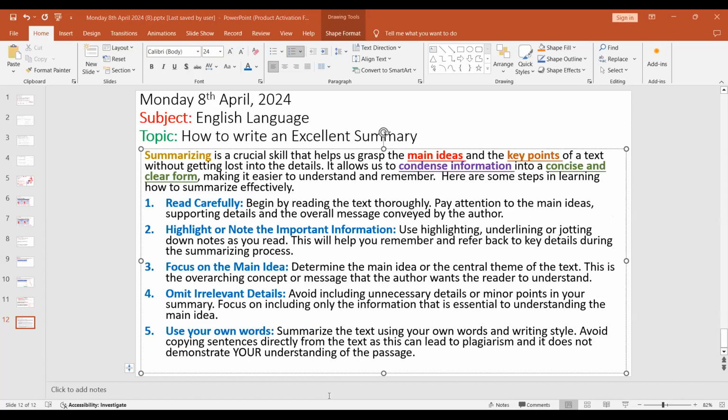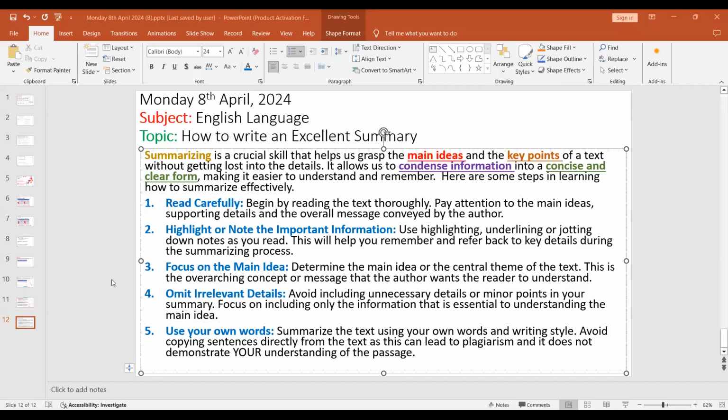Where is Dion? Dion, are you there? Yes, sir. Good. Read the first paragraph of summarizing. Summarizing is a crucial skill that helps you... What is that? Grasp. What that word is? The screen is sharing for me. You say cruel? The screen isn't sharing for me anymore. Okay. How about now? Can you see it?